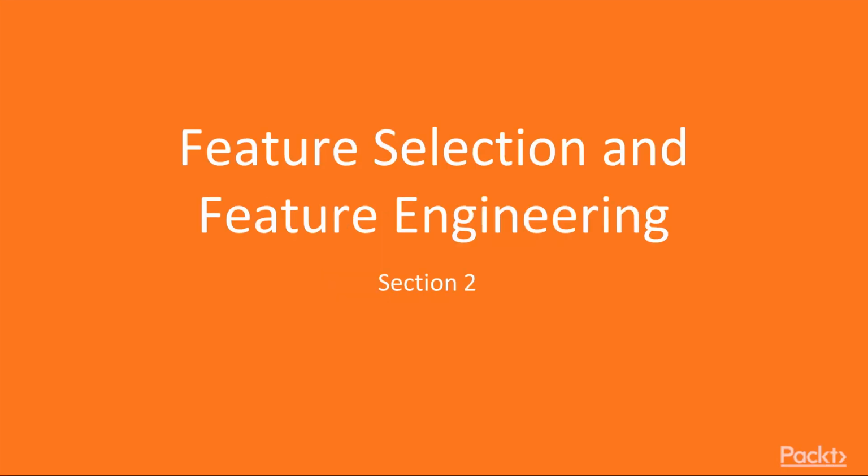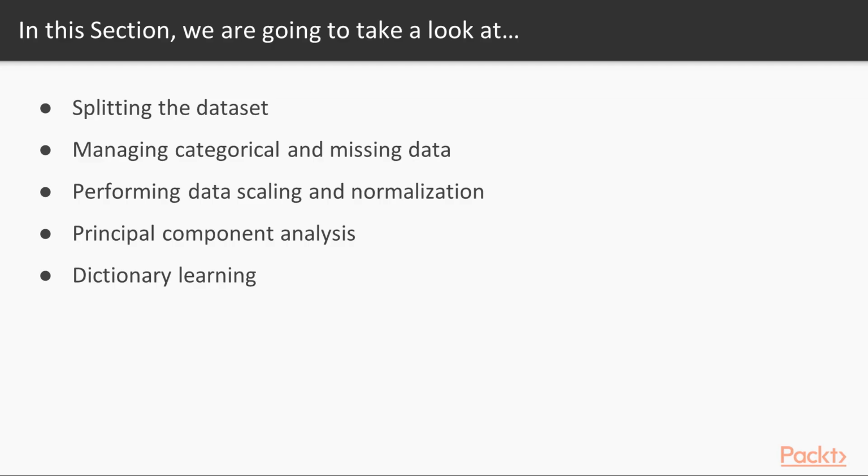Hi, welcome to the next section, Feature Selection and Feature Engineering. Feature selection is the first step in a machine learning pipeline. Here we'll first split the dataset and then manage categorical and missing data. Moving on, we'll perform data scaling and normalization. Post that, we'll learn about principal component analysis and finally learn about dictionary learning.